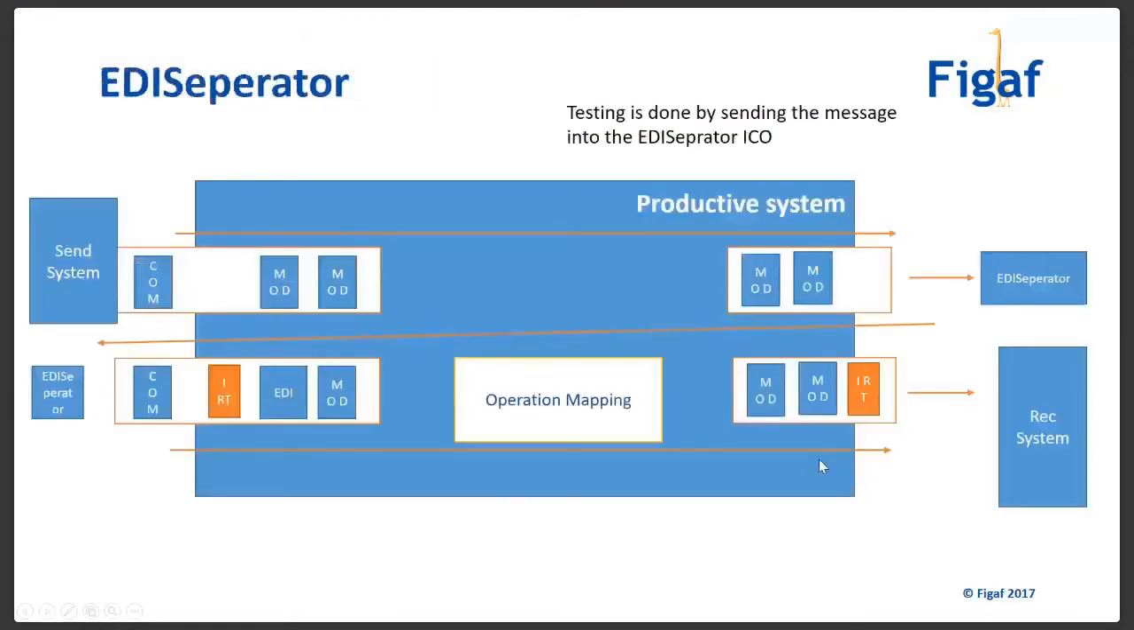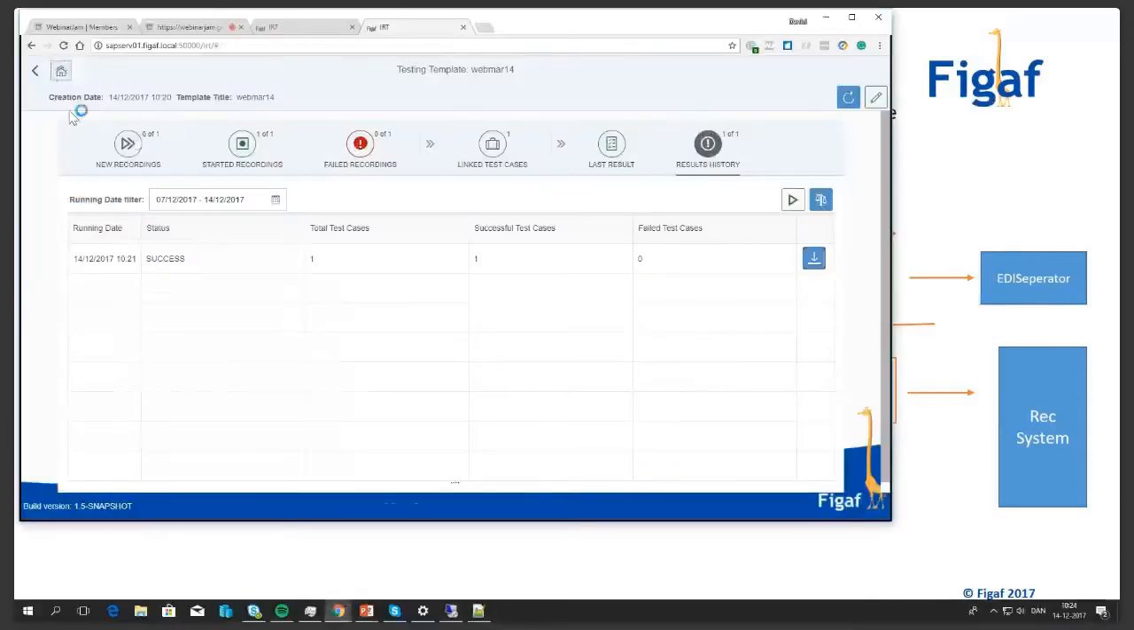Then the next module, the next thing we wanted to share is the EDISeperator. This is where you're getting in messages from a partner. They're being sent to the EDISeperator, and then the EDISeperator separates the messages and sends them in to that specific channel. Put in your IRT, put in the EDIFACT module, and then you have your operation mapping. So let's try to set up a scenario for testing that.